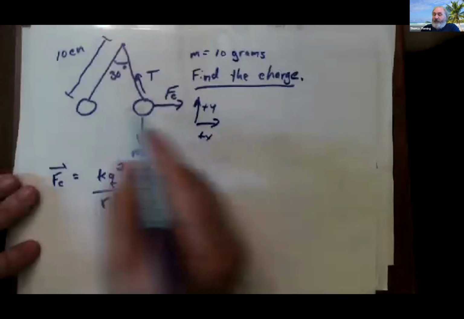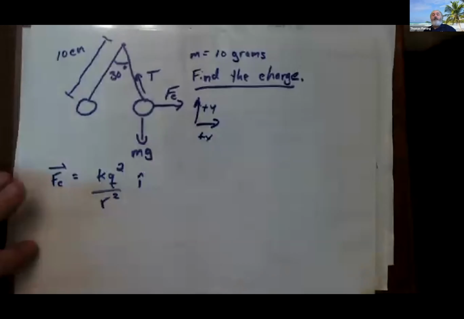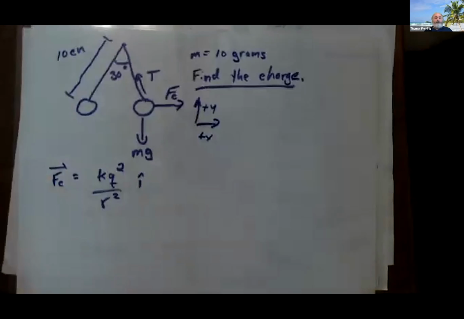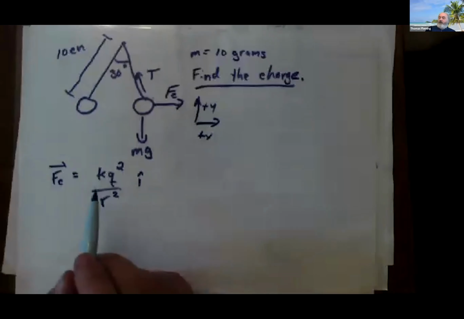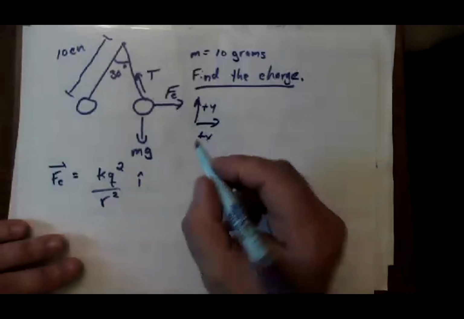It's to the right, so that's the positive x direction, so it's i hat, but there's no j hat component. So there's my vector components for my Coulomb repulsion right there. So far, so good? You with me there? Mm-hmm.